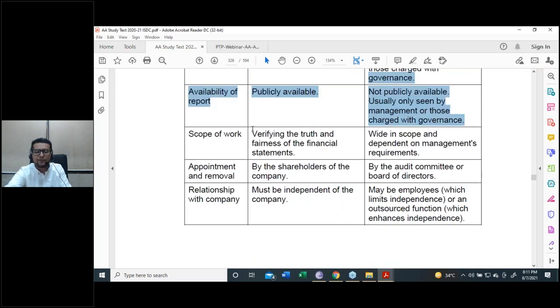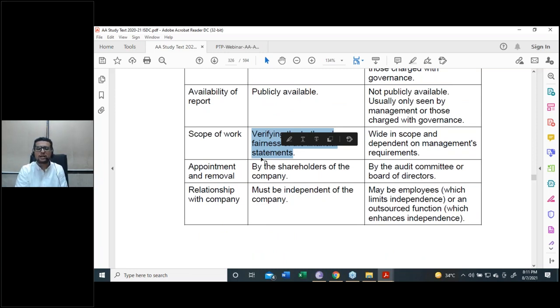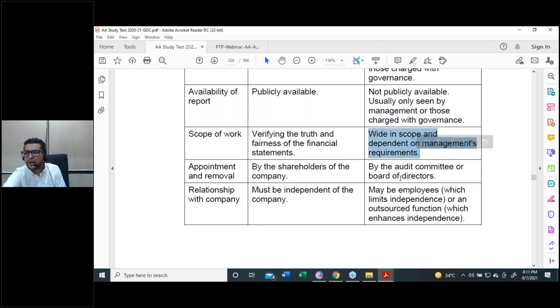The scope of work, the scope means the area of work, the focus, the attention. The area of work for the external auditor is to verify the integrity of the financial statements, whereas the scope of the internal auditor is very wide. It depends, it fluctuates. Maybe you are involved in fraud investigation, maybe you are involved in the systems, maybe you are involved in budgeting. It varies.